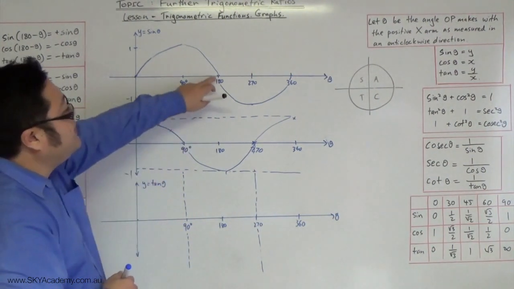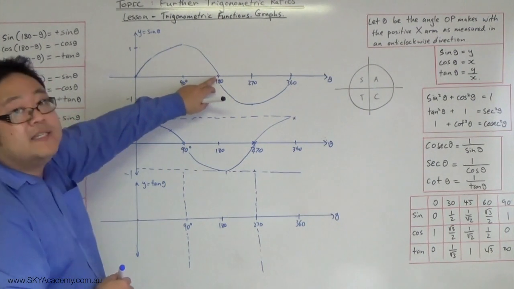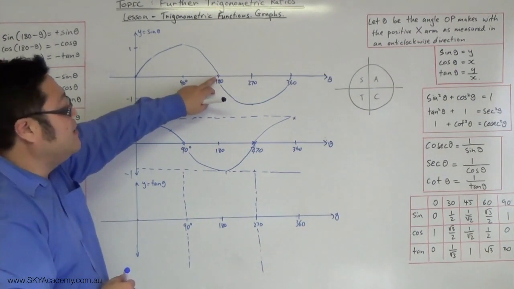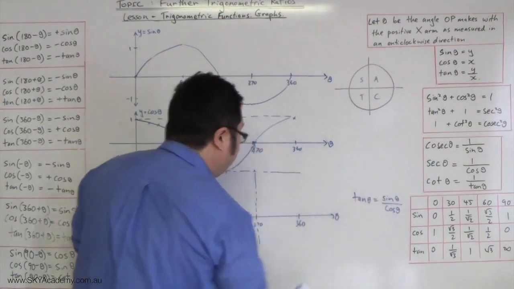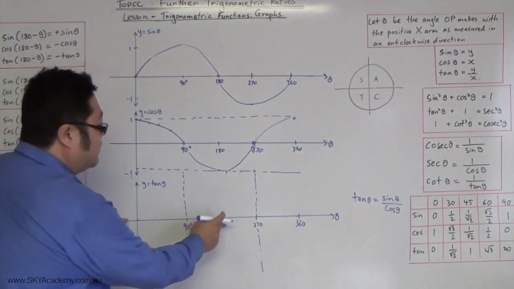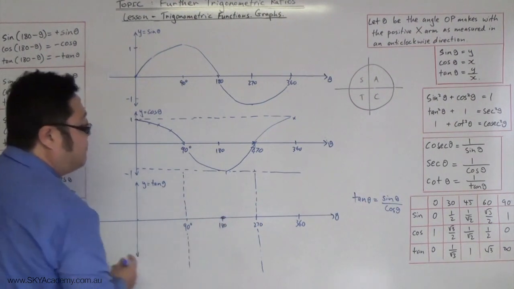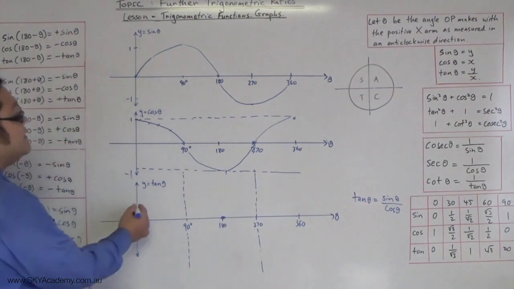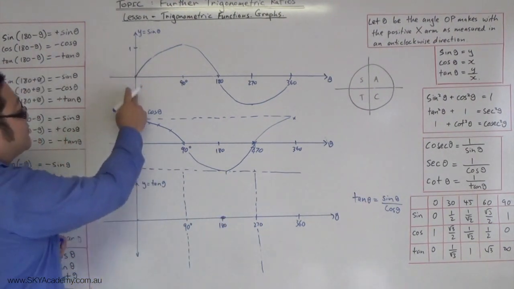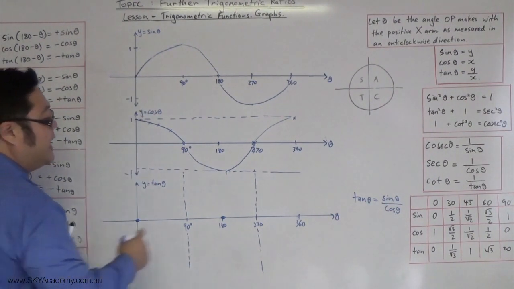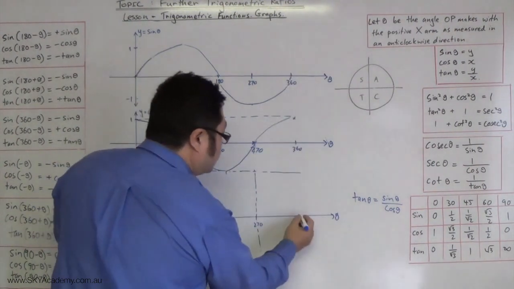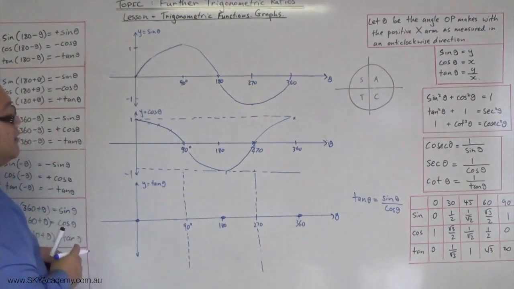At 180 degrees, sine would be equal to 0. So sine over cos, sine would be equal to 0. So in other words, the graph would be equal to 0 at that point. At 0, sine is equal to 0 as well. So it passes through that point. And at 360, you're also equaling 0.